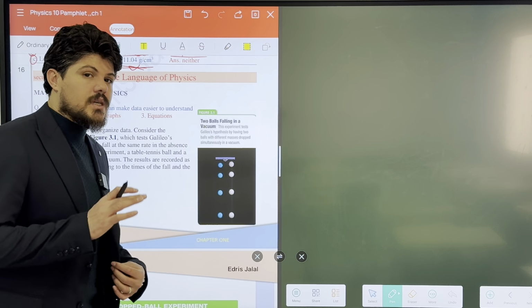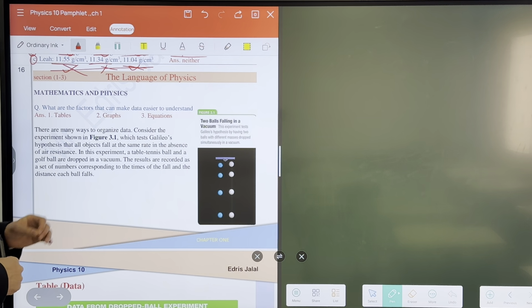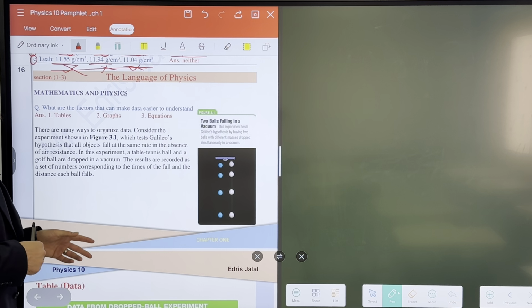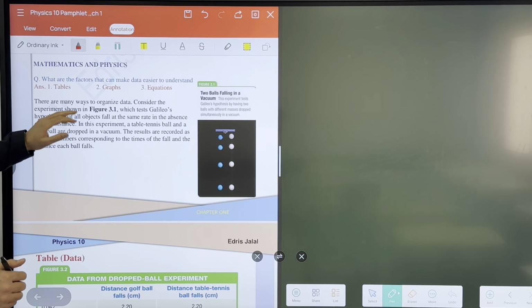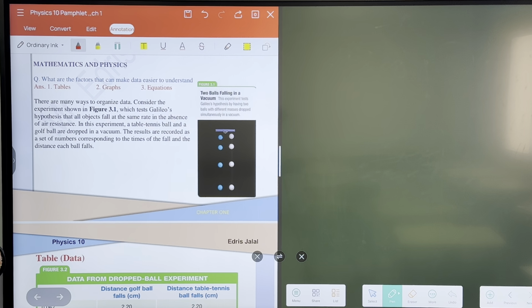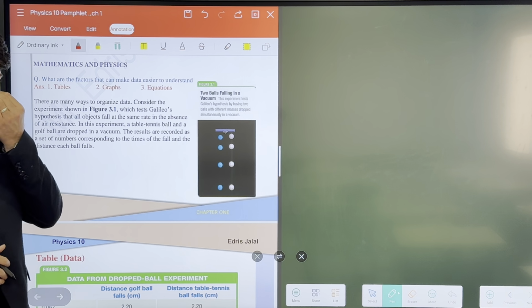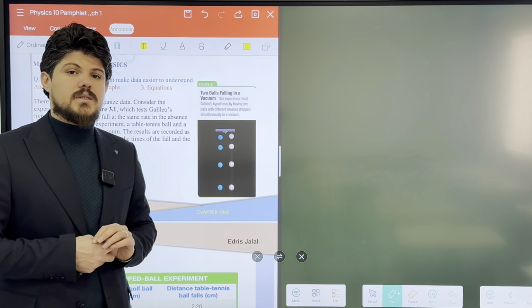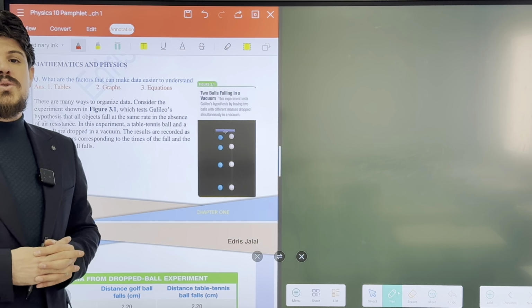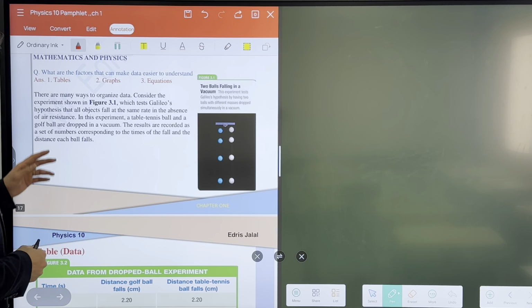Guys, we finished section 2. Now we are going to explain section 3 in chapter 1, the last section, the language of physics, mathematics and physics. In this section, we will focus on the language of physics and the factors that make data easier to understand, and also we will study the equations, data, and graphs in physics and in other sciences, and also dimensional consistency.